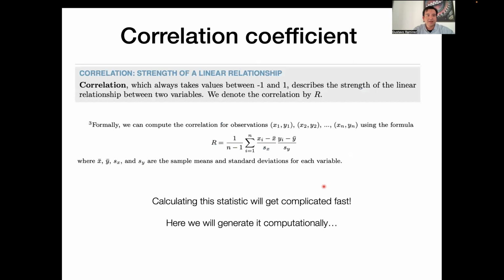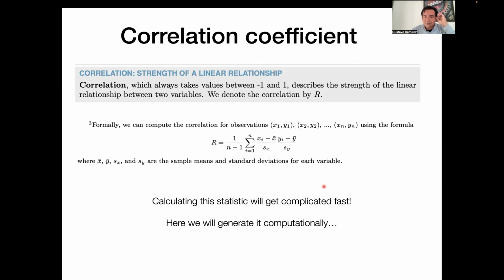Anyway, final point here, strength of a correlation. A correlation is more or less how tight the residuals are around the model. And it basically gives you the net strength of the linear relationship here. Correlation, which always takes values between -1 and 1, describes the strength of the linear relationship between the two variables. We denote this correlation by R.